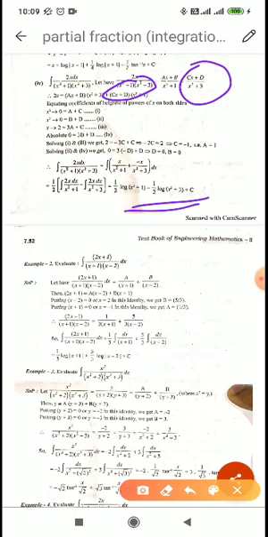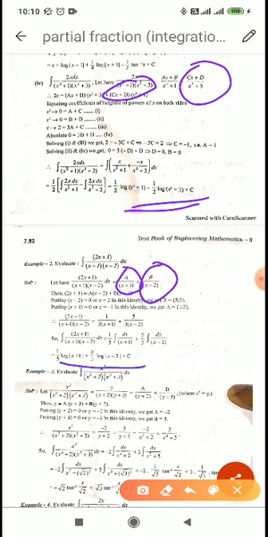And here is the second equation, x plus 1 and x minus 2. These two factors are completely different and they are linear. So he has taken for one factor a by x plus 1 and for the other b by x minus 2. Then he found A and B, then he went for the integration. That's it. This is the integration.